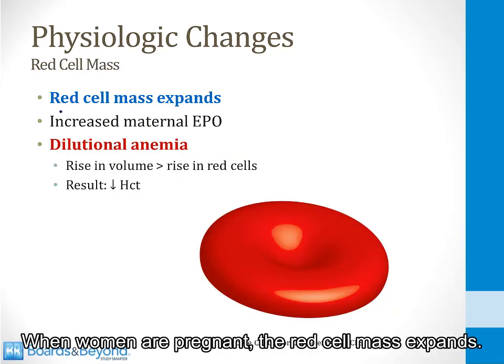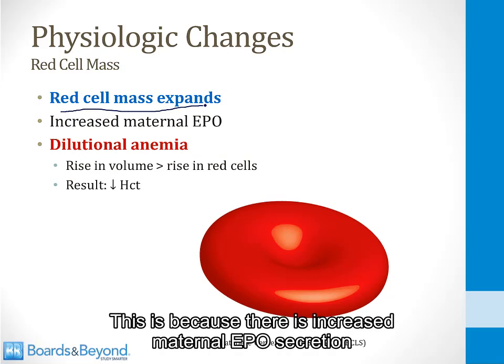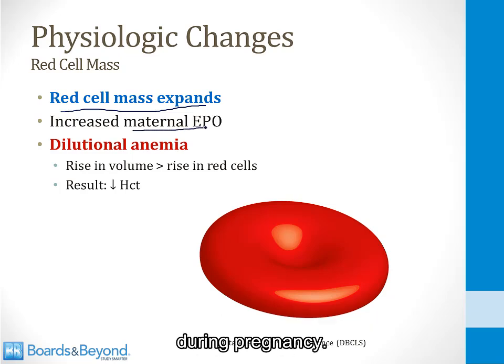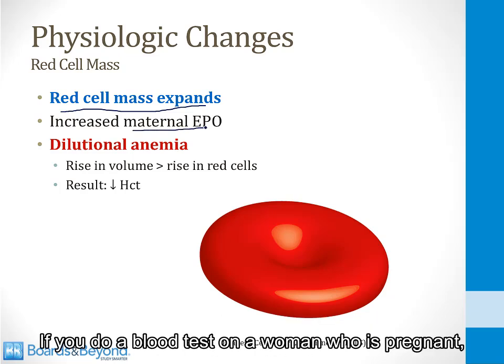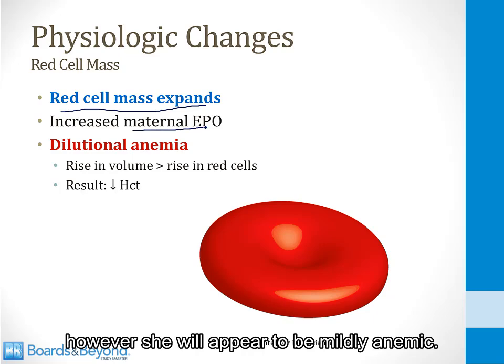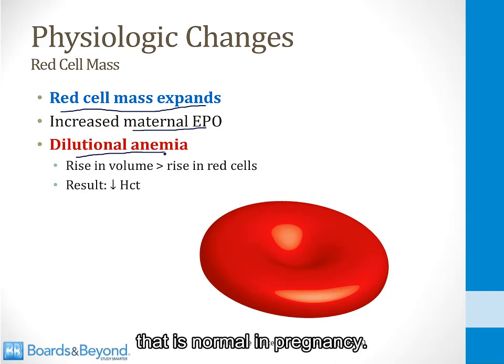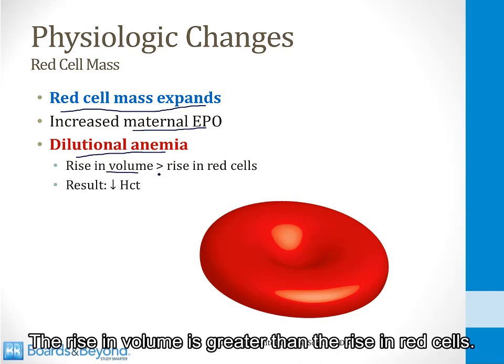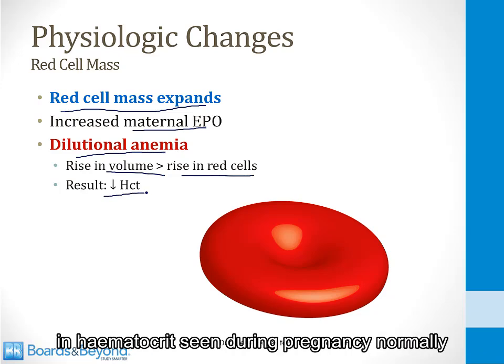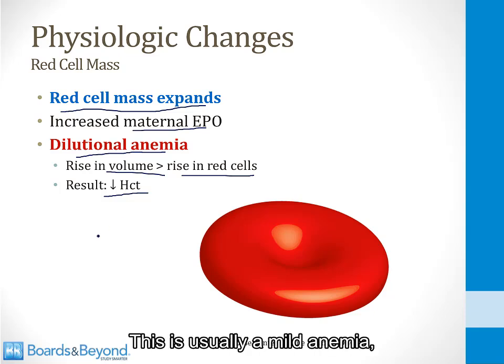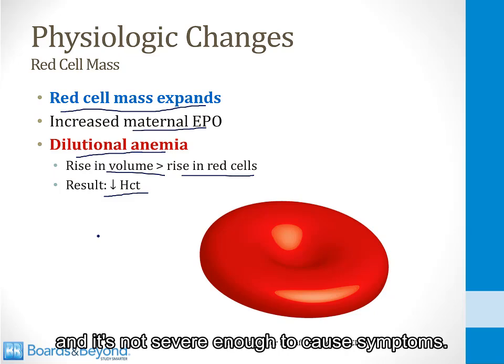When women are pregnant, the red cell mass expands. This is because there is increased maternal EPO secretion during pregnancy. If you do a blood test on a woman who is pregnant, however, she will appear to be mildly anemic. This is because there is a dilutional anemia that is normal in pregnancy. The rise in volume is greater than the rise in red cells, and as a result, there's a small decrease in hematocrit seen during pregnancy normally. This is usually a mild anemia, and it's not severe enough to cause symptoms.